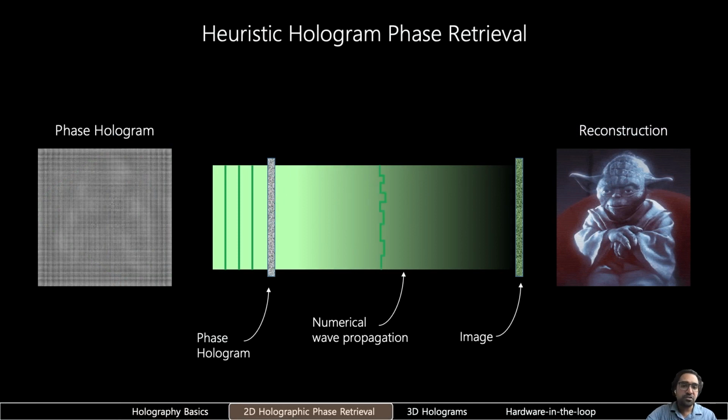To compute such phase patterns or phase-only holograms, several heuristic methods were proposed in the past. Gerchberg-Saxton is one of the most popular methods. Here, we propagate the waves back and forth between the hologram plane and the image plane and enforce necessary constraints until a good phase pattern is found. This works reasonably well, but is extremely noisy.